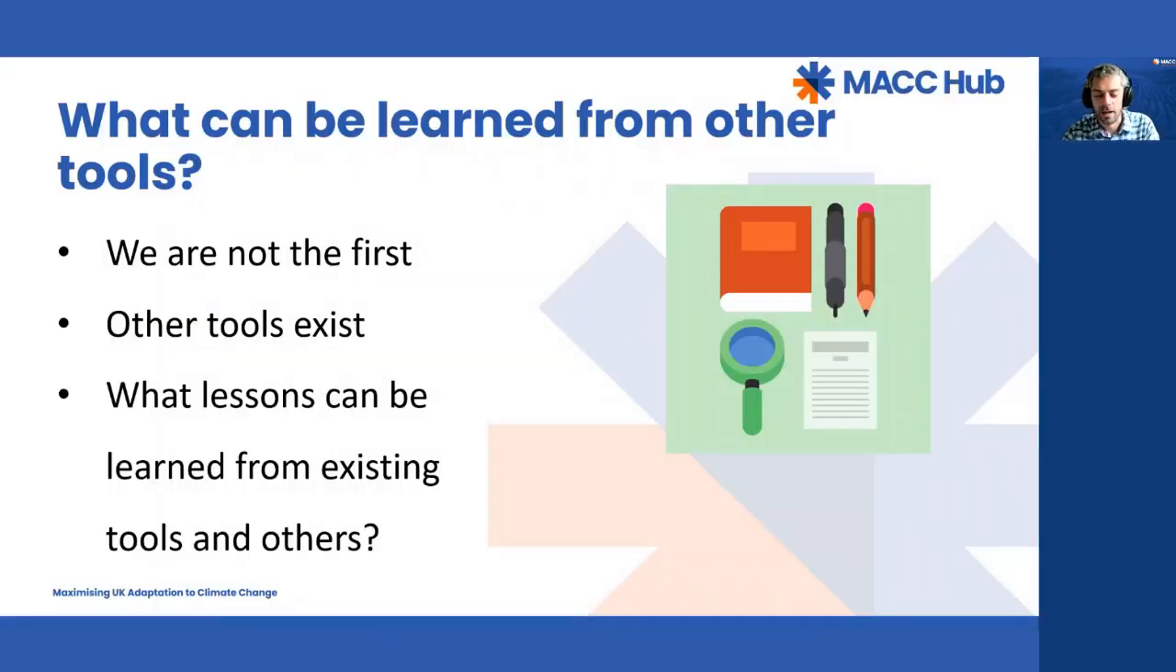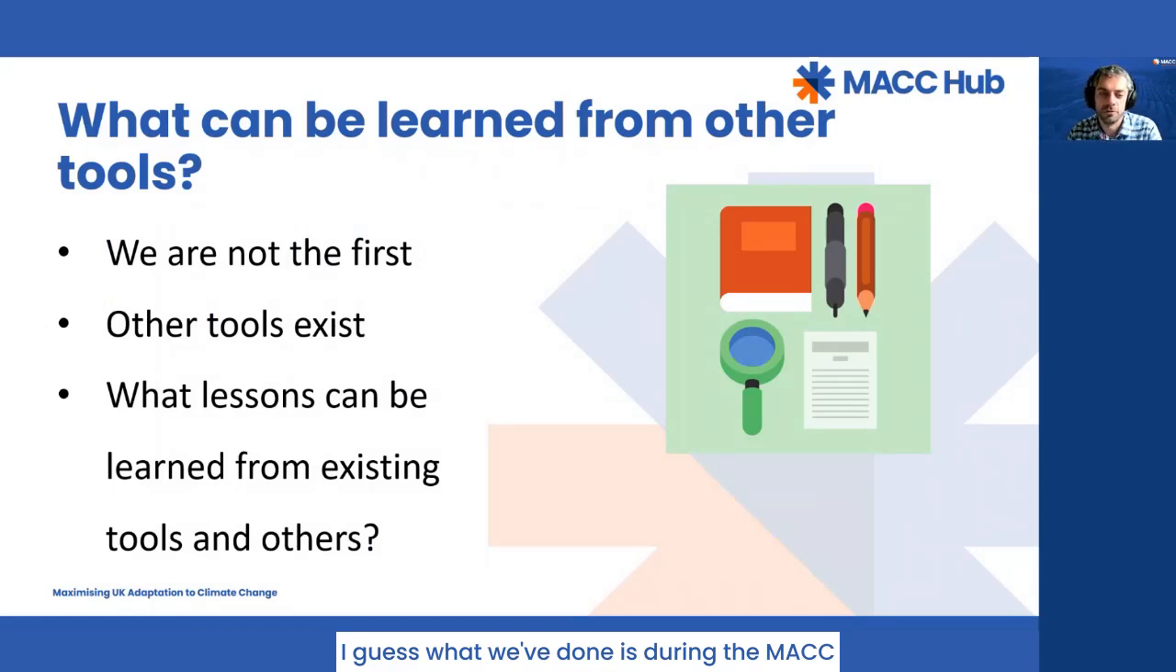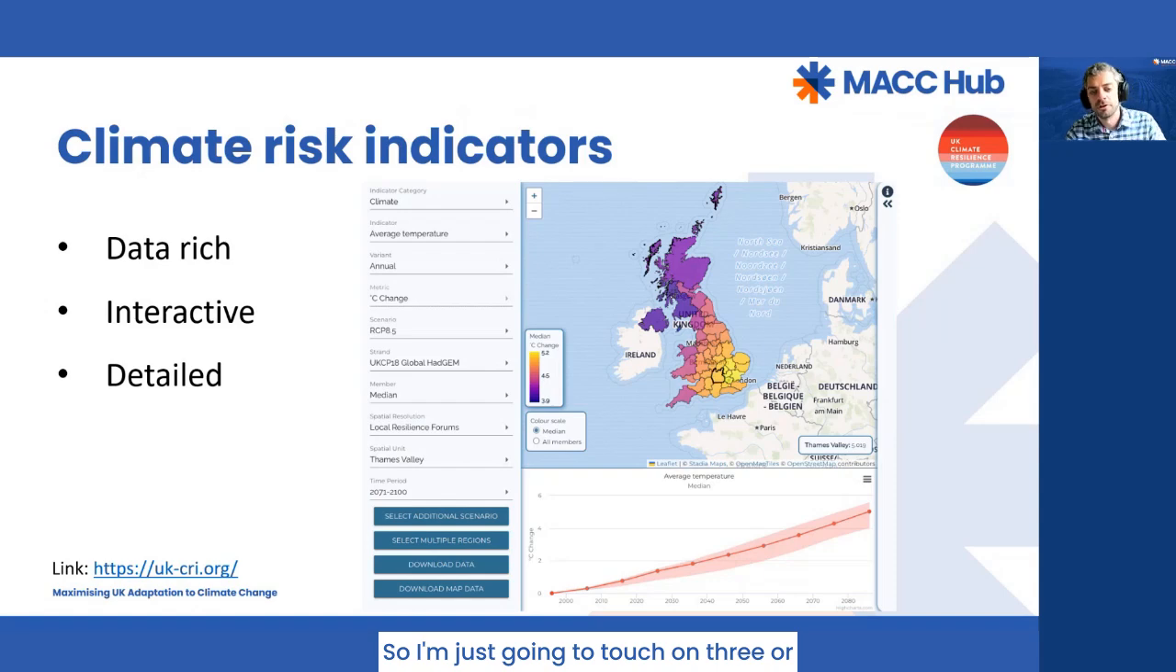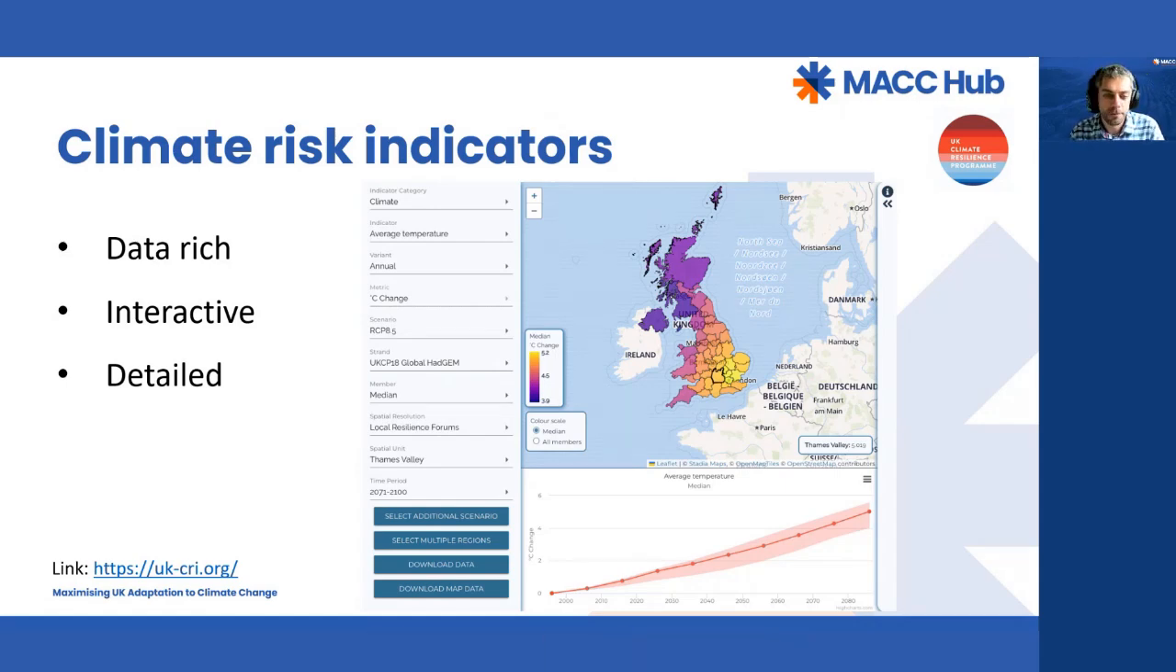So what we've done during the MACC Hub work is look at what different tools exist and how we can learn from what they've done to make our data sets more accessible, in a way that's easier for people to understand. There's no right or wrong answer, but we had a look at a number of tools. There are lots of tools out there, so I'm just going to touch on 3 or 4 that we've explored more, which we've picked out as potentially nice ones to think about.